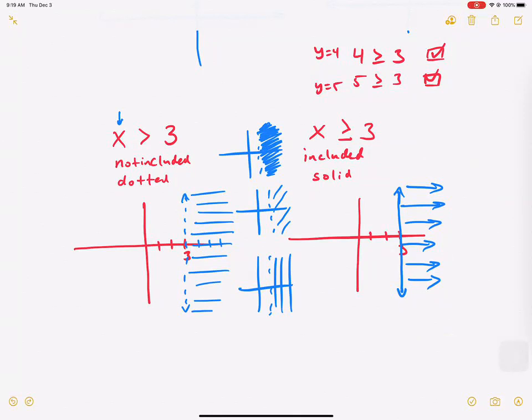Okay, so we want to take away 2 things right now. If this is not equal to, we have to use what we call a dotted line, because you're not allowed to touch it. It's almost like an invisible force field, versus an equal sign here where it has to be solid so everyone can see that that's included. Okay, the 2 big takeaways.